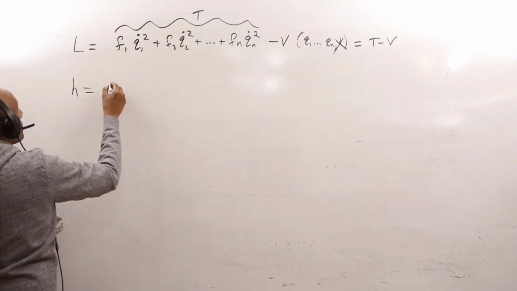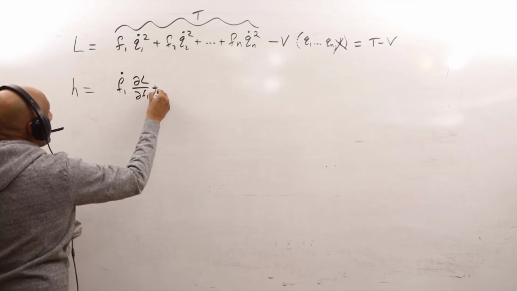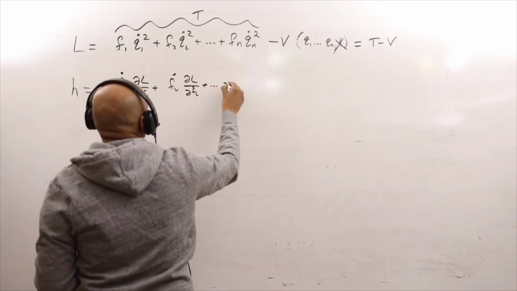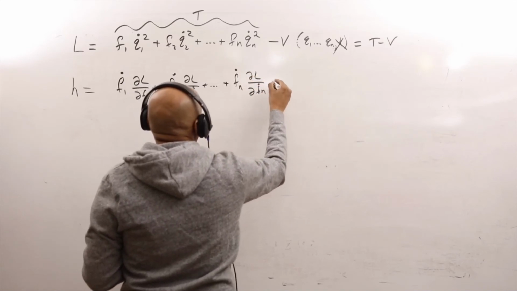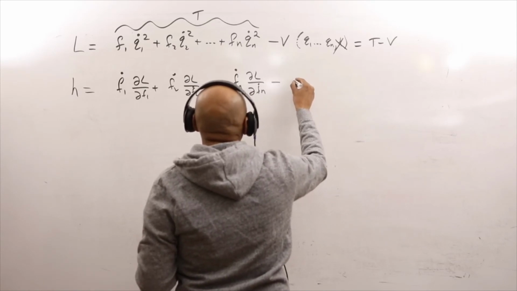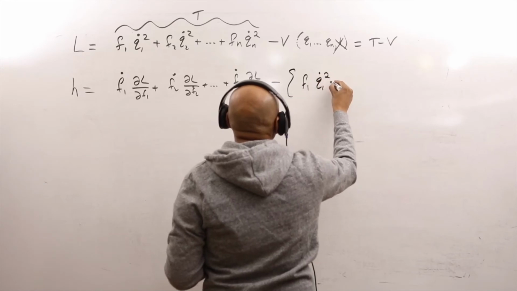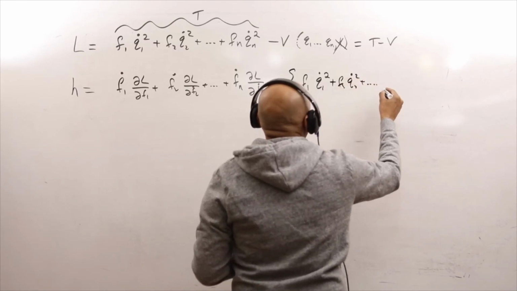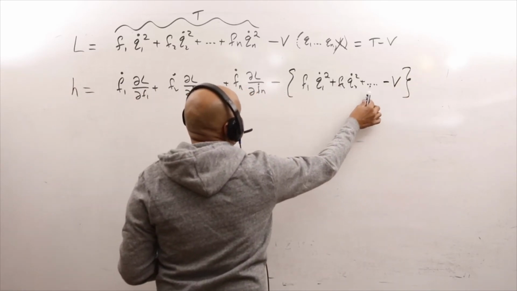So the h function is going to be equal to f1 dot partial of L with respect to f1 dot, plus f2 dot partial of L with respect to f2 dot, all the way up to the last term, fn dot partial of L with respect to fn dot, minus L. I guess I'm going to have to write it out. L is f1 q1 dot squared plus f2 q2 dot squared and so on, and then there's a minus v. So I expanded that out. So that's your kinetic energy term and the potential energy term v.